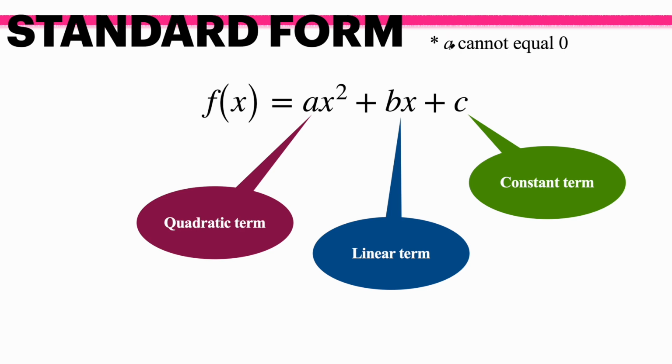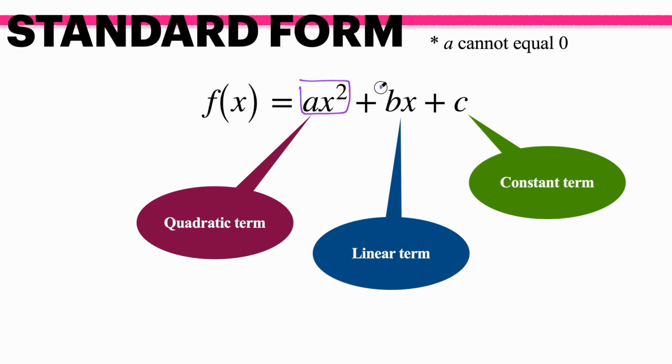Now please note that a cannot equal 0, and the reason for that is that if you multiply 0 times a variable, you are going to get 0, which means it will leave you with just a linear equation of bx plus c. So in order for it to be a quadratic, you must have a variable squared, and that is considered the quadratic term right here. It is the term that has the variable that is squared.